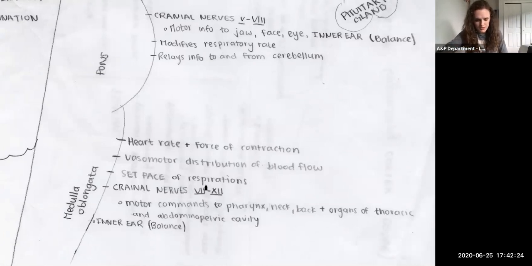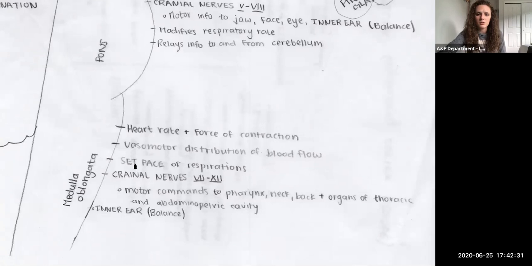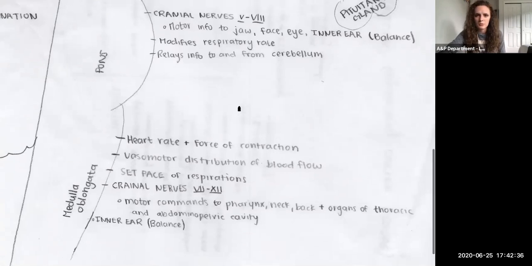And I lied. This is actually 8 to 12. I wrote it wrong. I apologize. But that's okay. You don't need to know numbers that come off of medulla oblongata. Just know that there's cranial nerves that do.